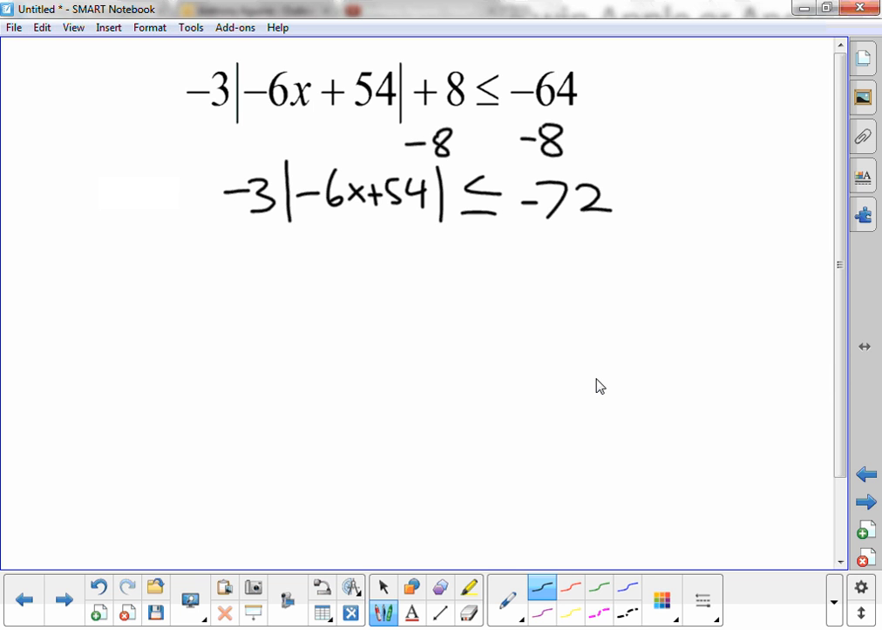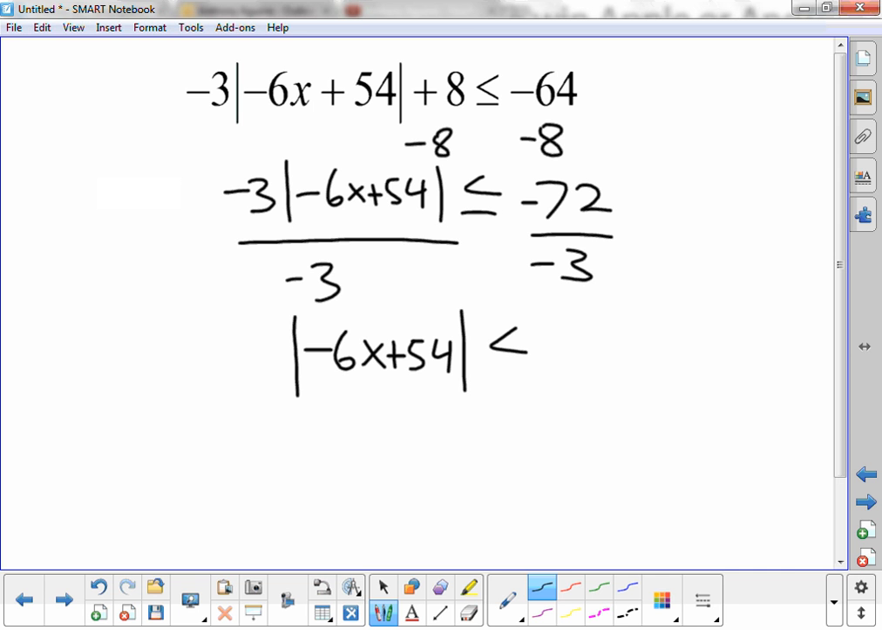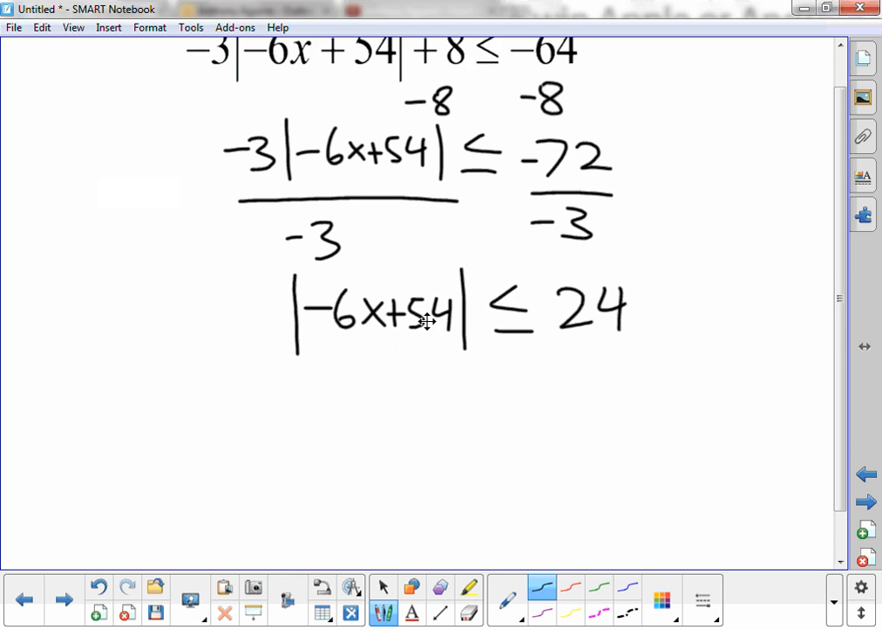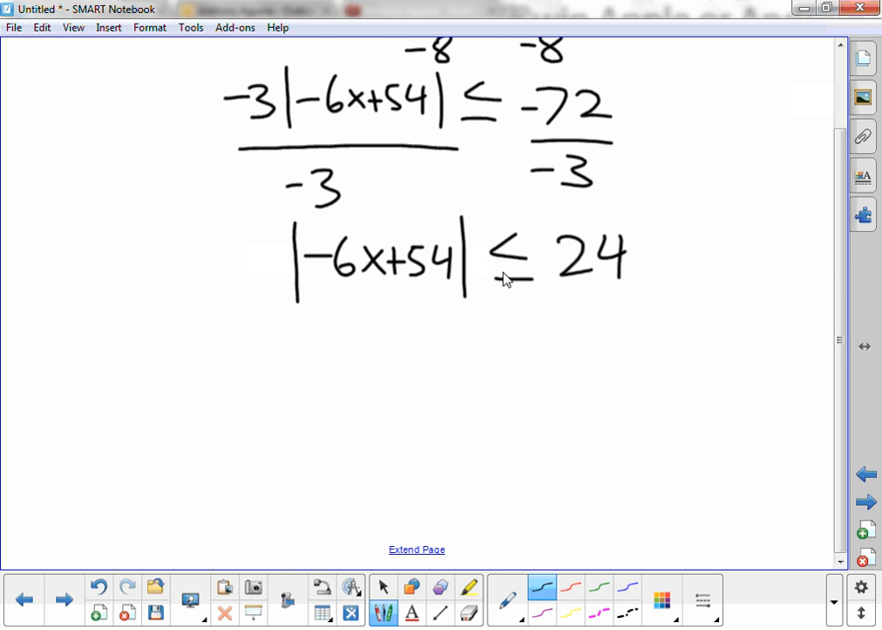Okay, so next step, we're going to divide by negative 3. So you get the absolute value of negative 6x plus 54 less than or equal to, what is that, positive 24. Now that we have this, we're good to go, because we have the distance from 0 of all of this stuff is smaller than or equal to 24.